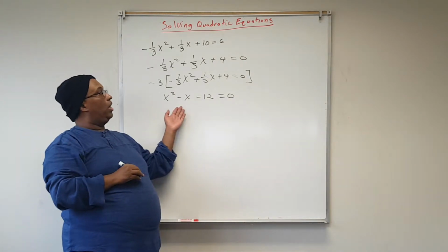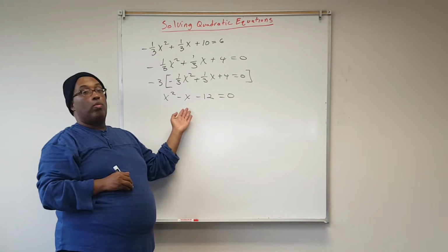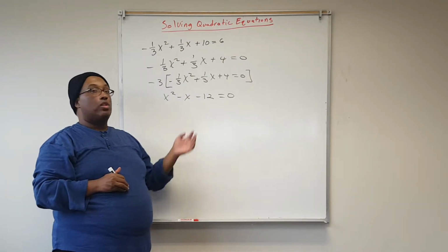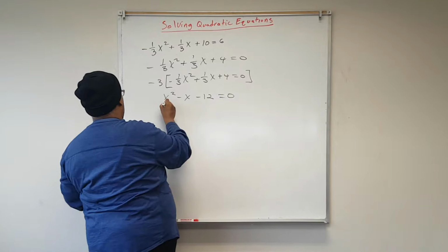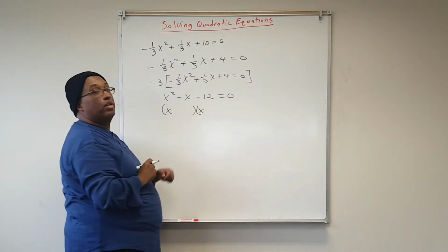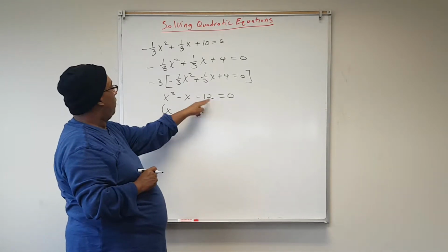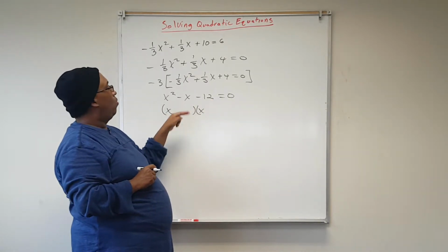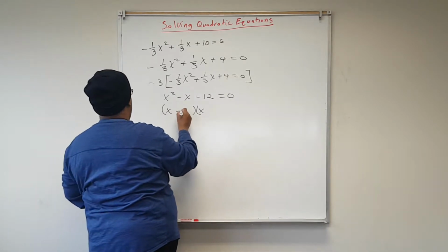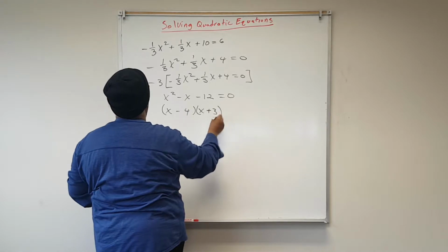Now, this is a prettier equation compared to the previous one, and this one we can factor. We want to do the product and sum. So x and x gives us x squared. What times what gives you a negative 12 and adds up to a negative 1? That would just be negative 4 and positive 3.